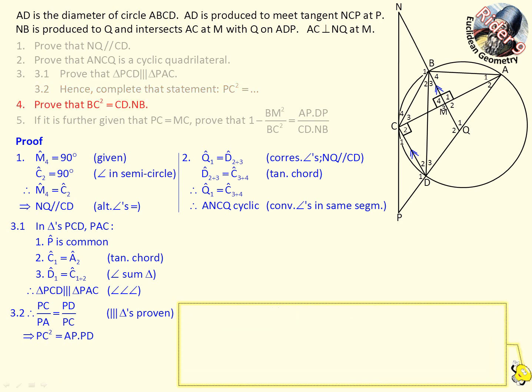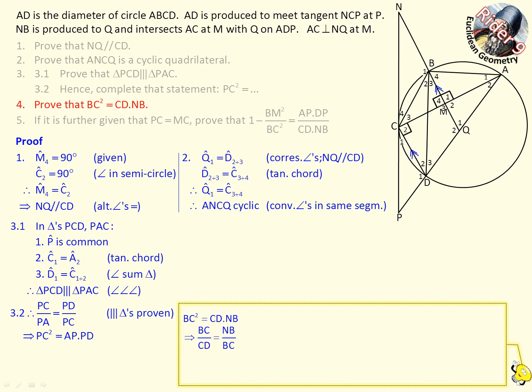Prove that BC squared is CD times NB. BC squared is CD times NB. Don't even try to look at the diagram to interpret it. This is where lots of people make a mistake. They try to work it out in the diagram. I play with letters. I take that and I put it into the proportion form.